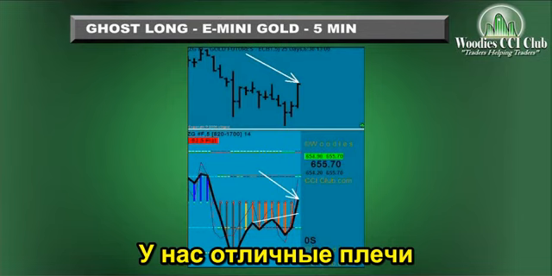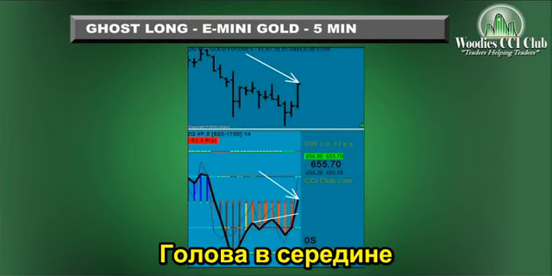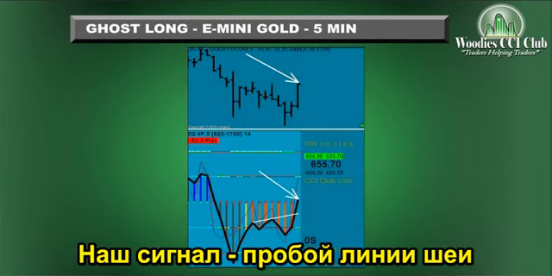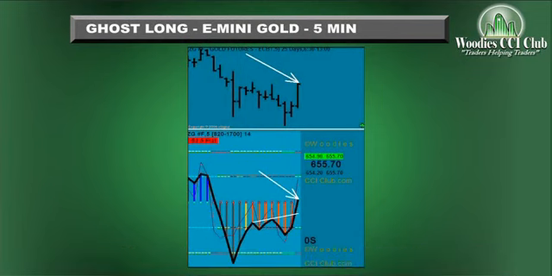So again, we got a nice arm below the head, and the head in the middle. We draw our neckline. Our trigger is taking out the neckline. Again, look at the nice angle, taking that out.